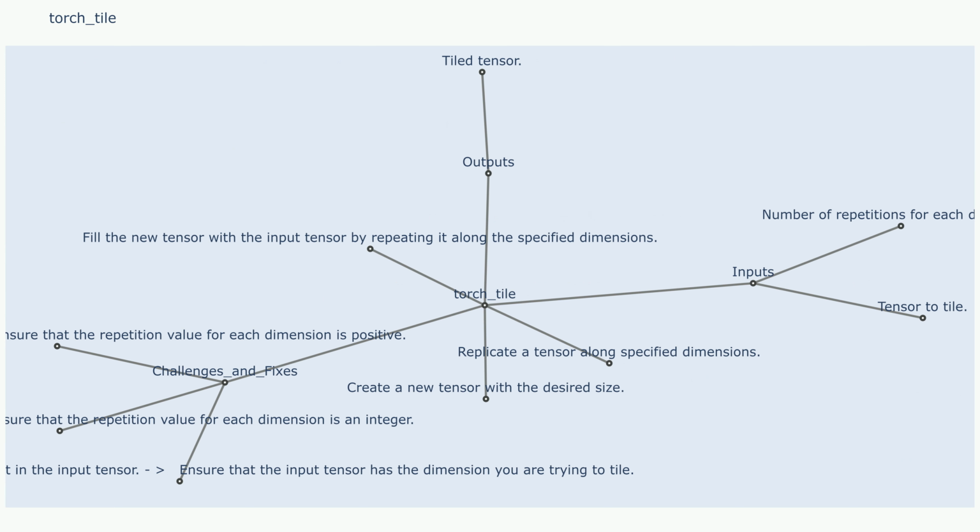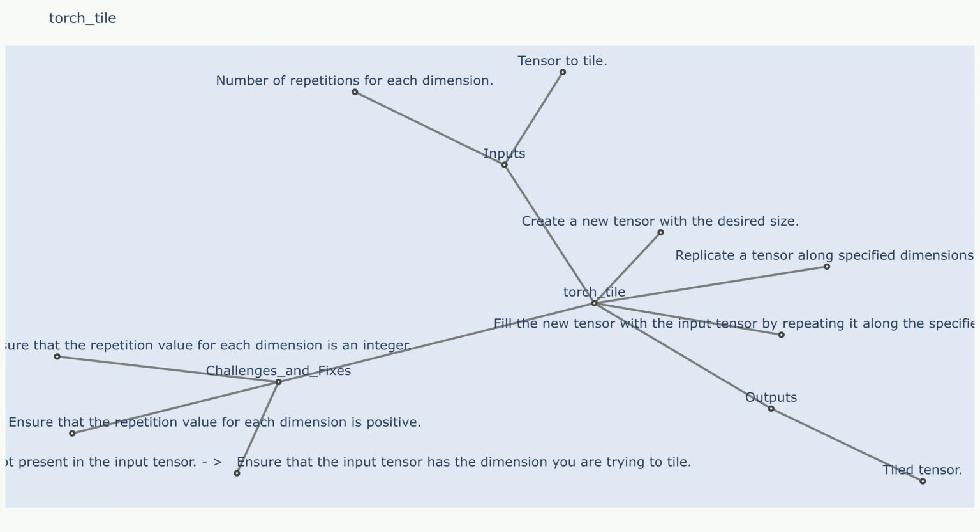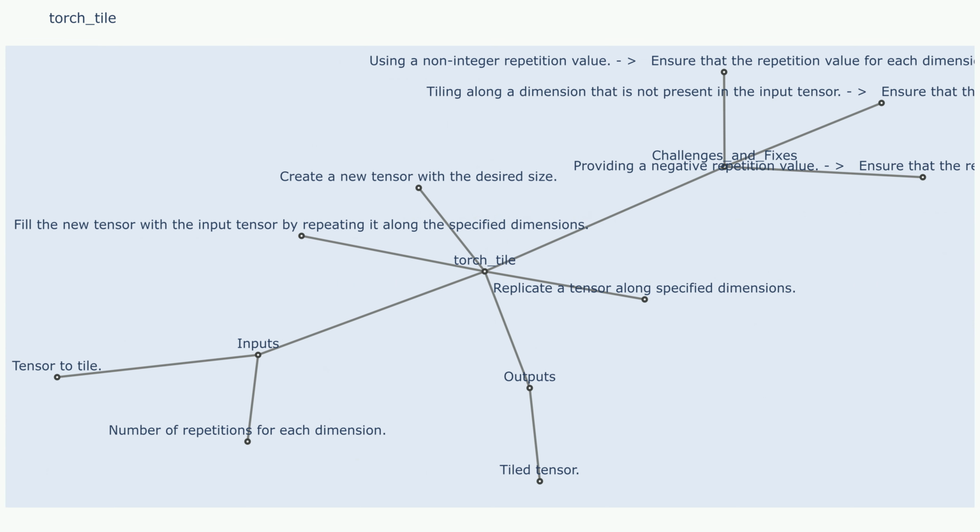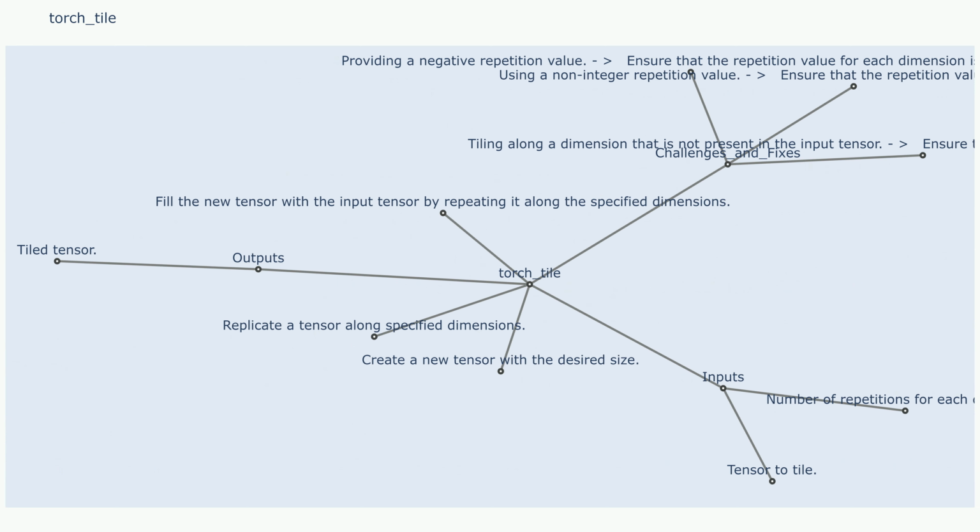It can be of any dimension. Input 2, repeats tuple or list. A tuple or list that specifies how many times to repeat the original tensor along each dimension. The length of the repeats tuple or list should match the number of dimensions in the input tensor. Each element represents the number of repetitions along the corresponding dimension.